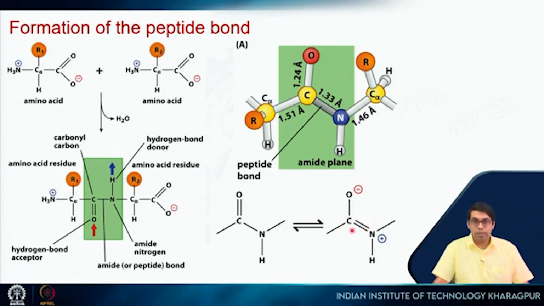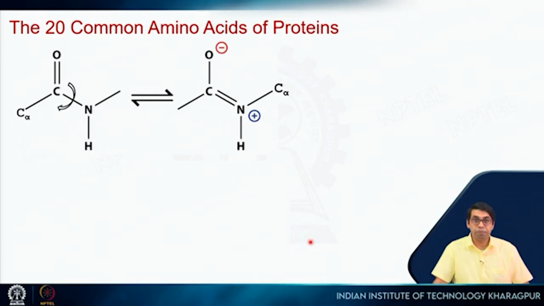So this resonating structure results in a partial double bond character of this peptide bond. So what are the consequences of that? This actually has a very important consequence in terms of protein structure and folding. So let's look at that again. This is the partial double bond character.